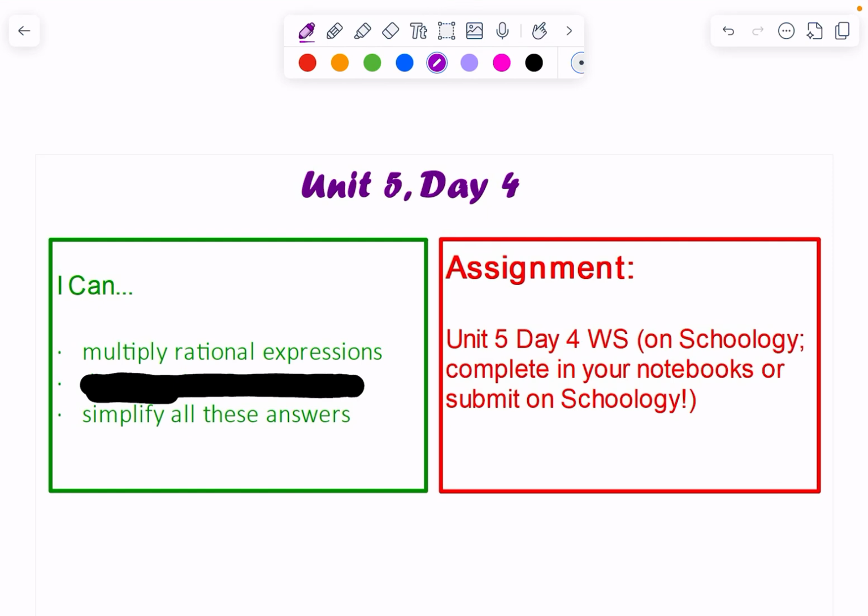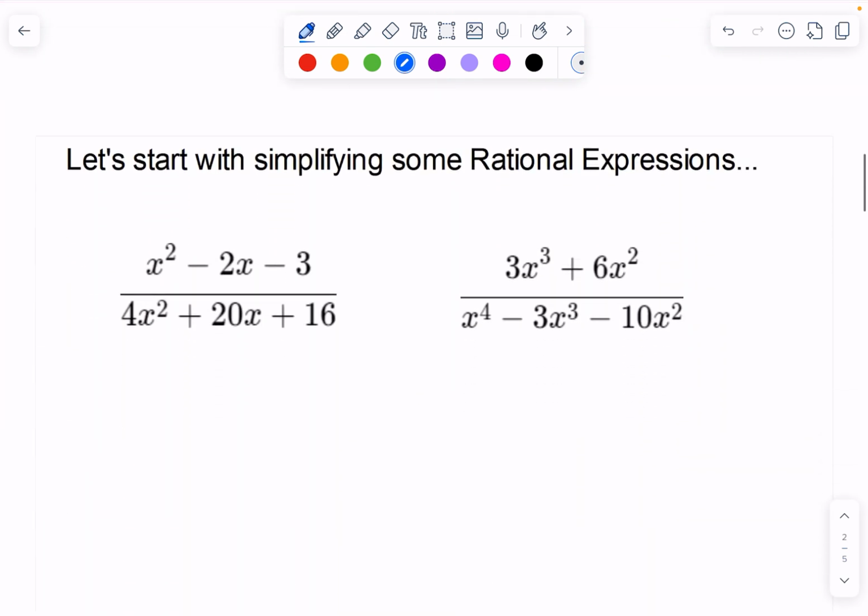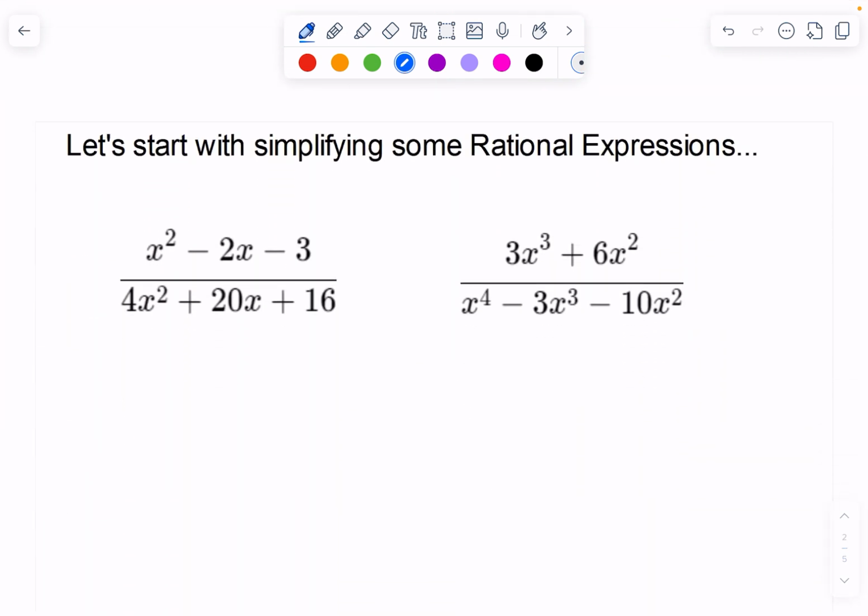Okay, everybody, welcome to day 4. We are going to switch out of adding and subtracting fractions and start working with multiplying these things. So without further ado, let's just get into it. But before we actually multiply the fractions, let's begin with remembering how to simplify fractions.